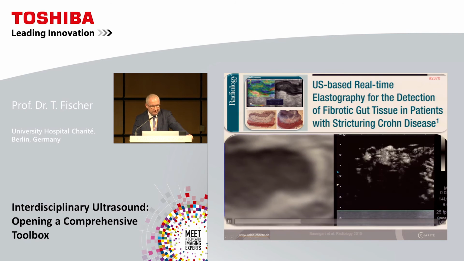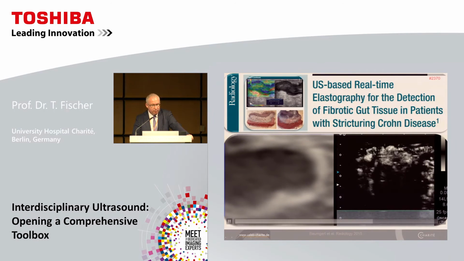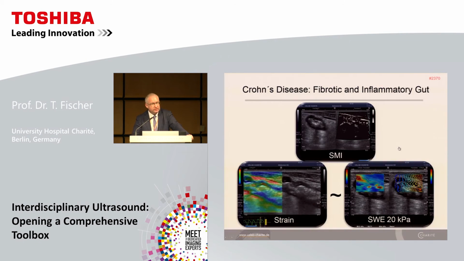We see hypervascularized gut, but we see an affected area where we have a really low perfusion. And if we correlate these findings with strain or shear wave elastography, we can measure a higher stiffness. That means, in that special patient situation, we have a combination of a fibrotic as well as an inflammatory gut.